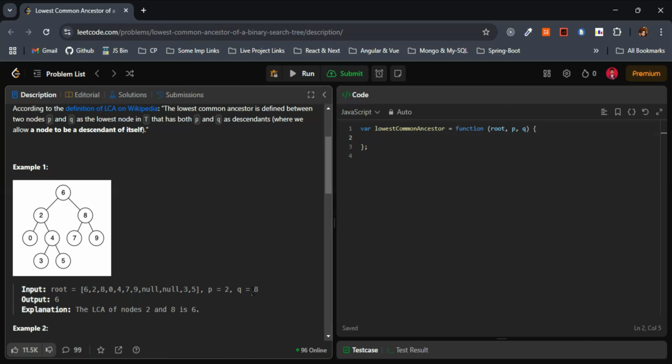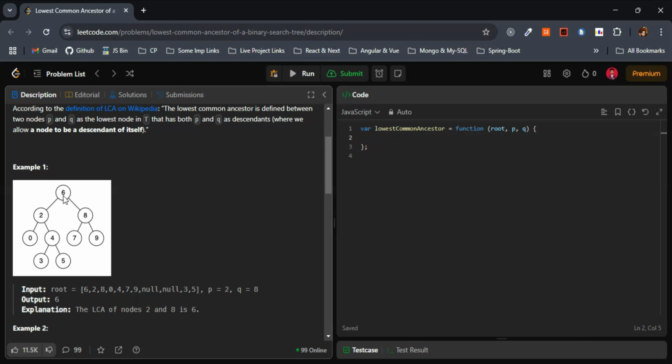The lowest common ancestor of two nodes P and Q in a binary search tree is the lowest node, nothing but the deepest. If we consider 2 and 8, which they have given here as P and Q, the lowest node for these two is 6. We have only one such node, that is 6. That's the output we need to display here.